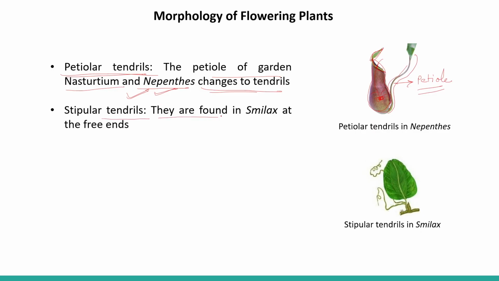Stipular tendrils are found in Smilax at the free end. Here we have studied that stipules are present as an appendage at the base of the leaf, right? And in the case of Smilax, this stipule is modified into a tendril-like structure. So there are different types of tendrils in the case of leaf.